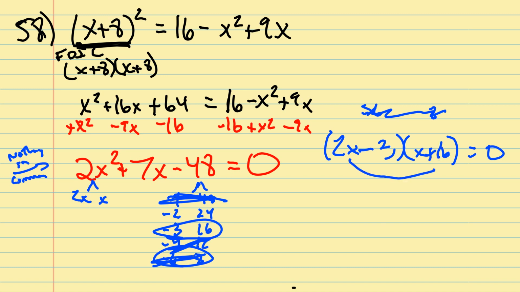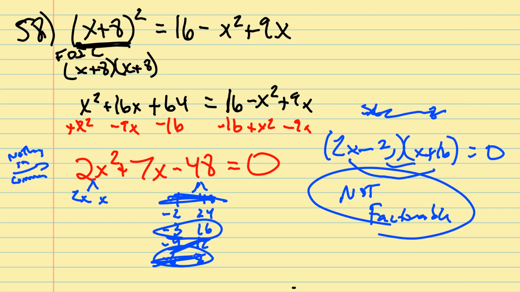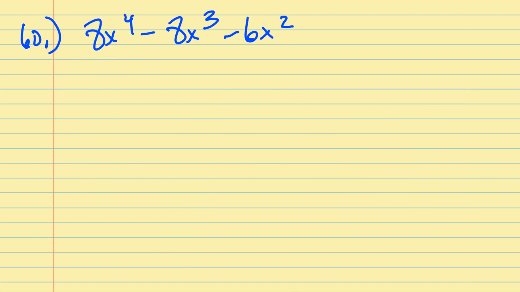I get 32x. Minus 3x is 29x. It's not factorable. So we're going to say not factorable. Alright, I'm not going to say no solution because there is a solution to this. We just haven't figured out how to do it yet.